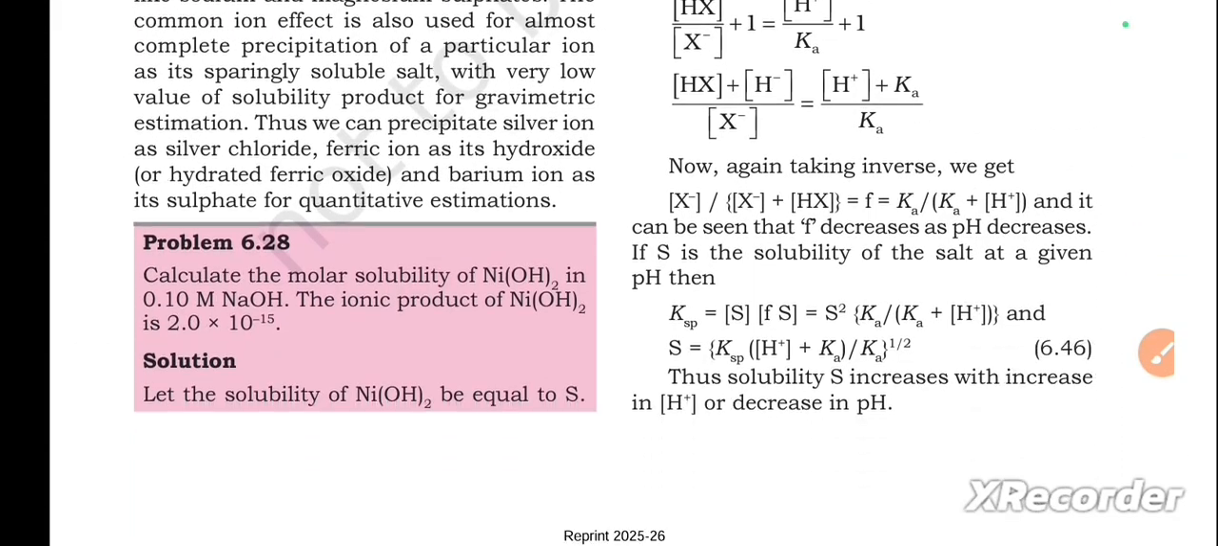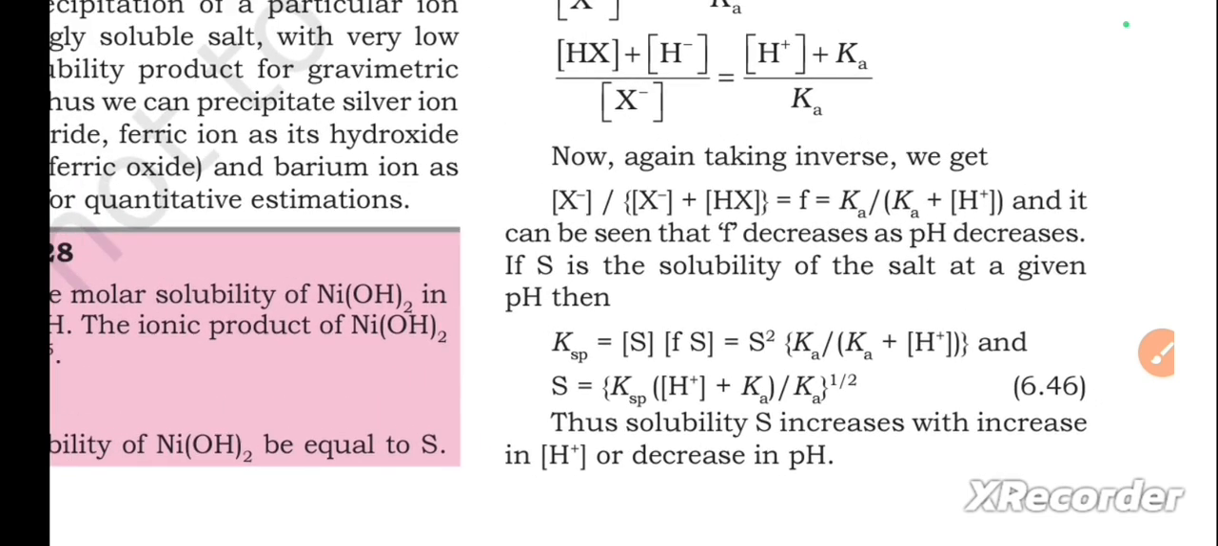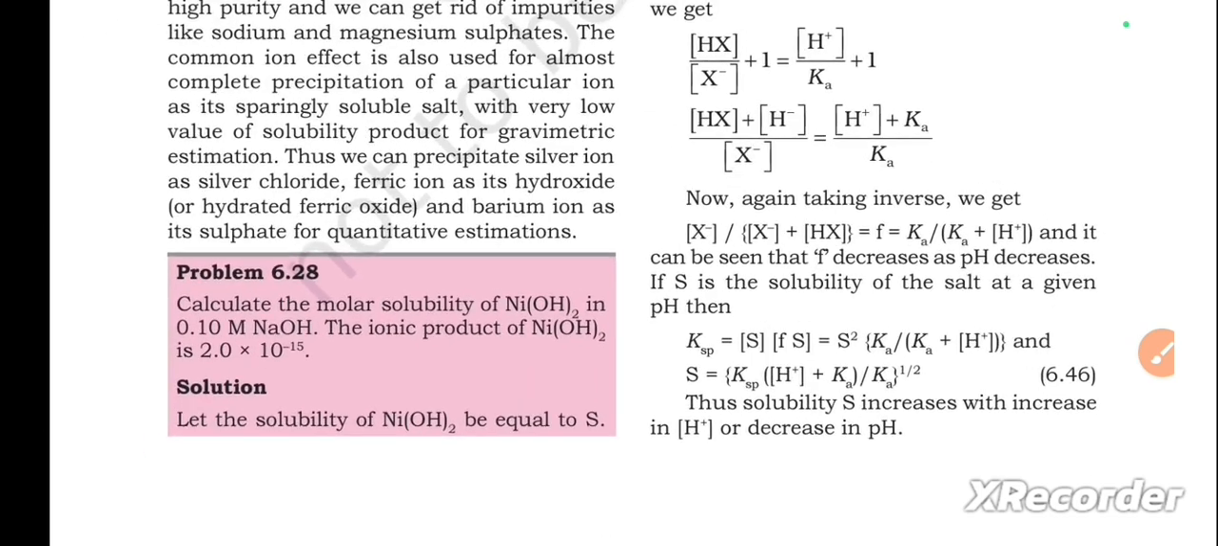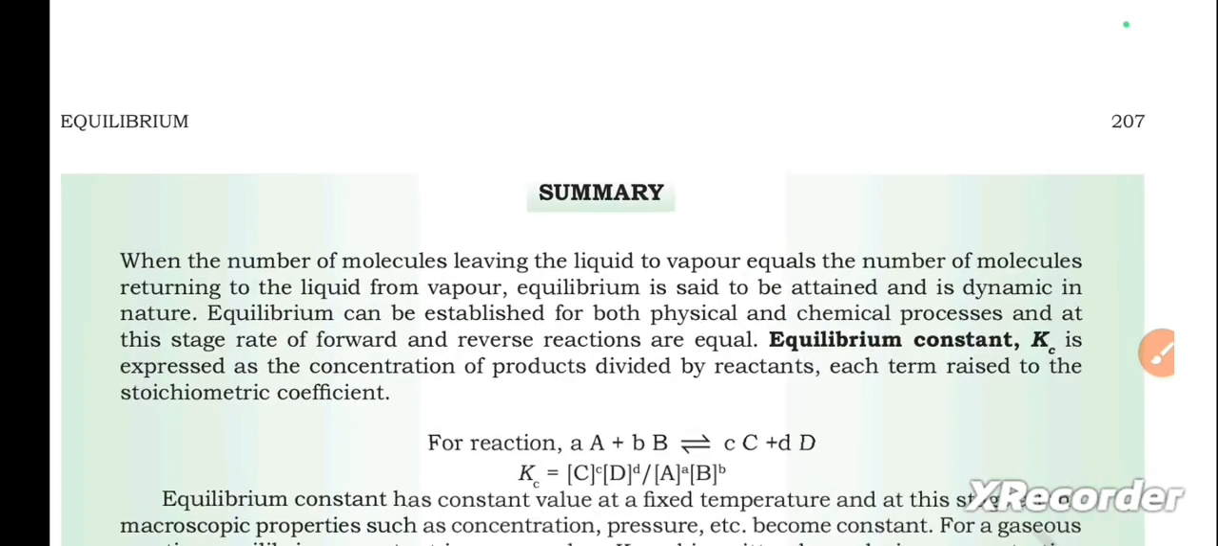Please check it out. Now again, taking inverse, we get the following, and it can be seen that F decreases as pH decreases. If S is the solubility of the salt at a given pH, then here is the equation 6.46. Thus, solubility S increases with increase in H plus or decrease in pH.